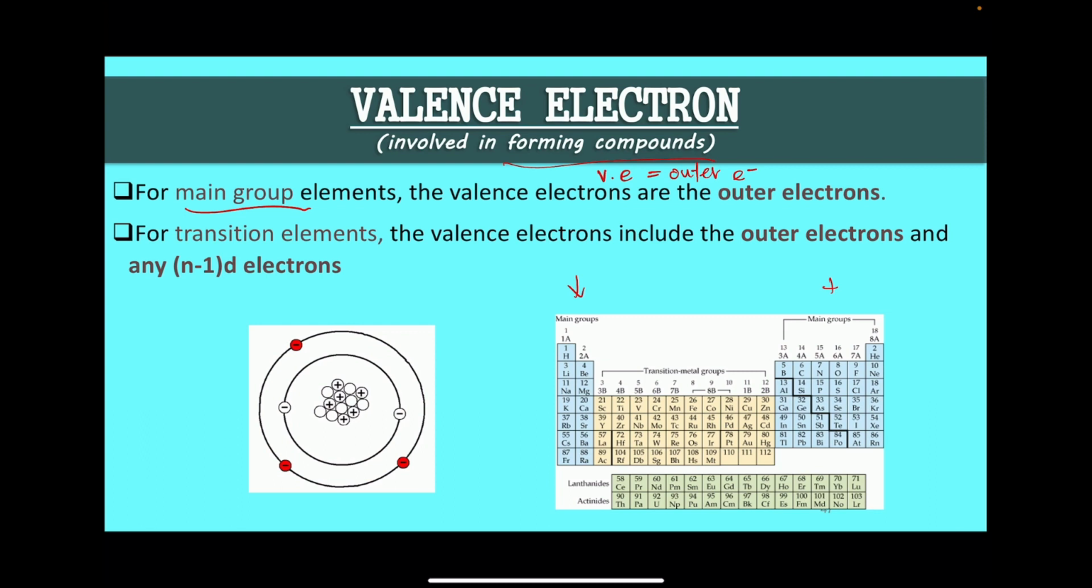While for the transition element, the valence electron is equal to the outer shell and any n-1 d electron. So which means I can rewrite the sentence. The valence electron of the transition element is equal to outer electron plus n-1 d electrons. Okay, what is the meaning of n-1 d orbital? Kita tengok for the next slide.